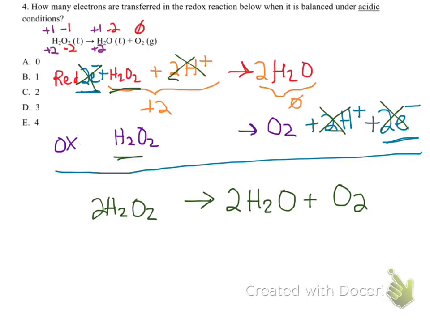To get back to the question at hand, how many electrons were transferred when we balanced it? Well, it ended up being 2. So that is going to be our answer.